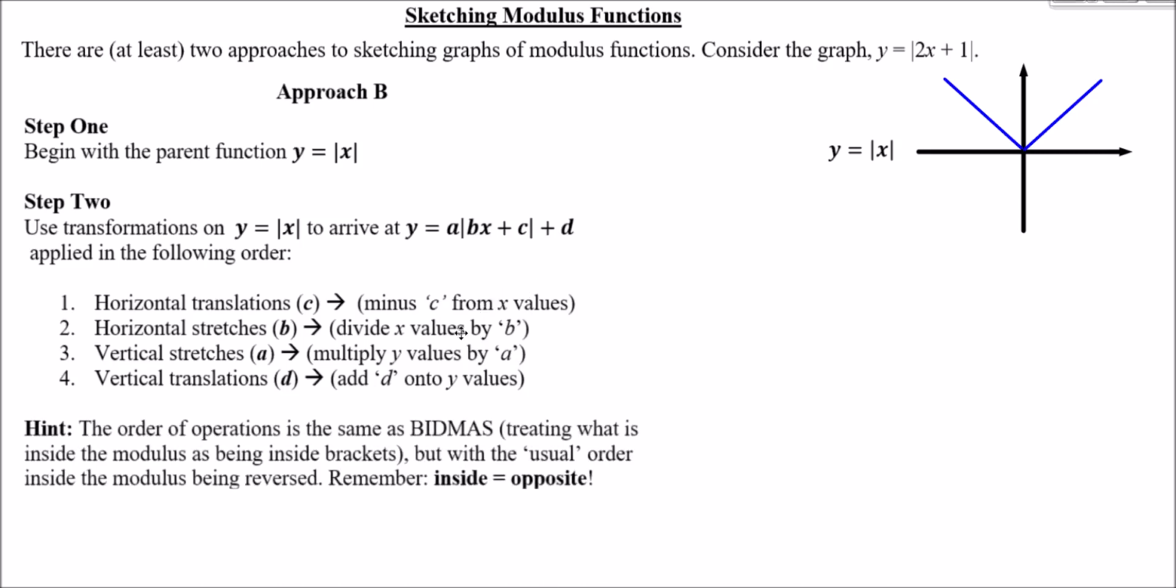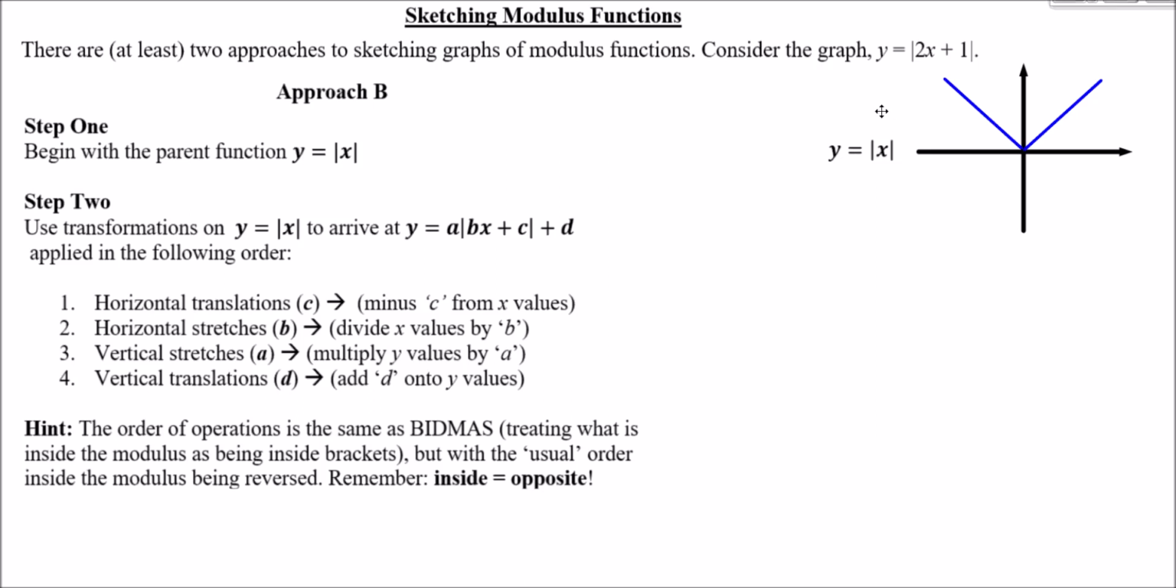A final point about this BIDMAS rule: the order of operations is the same as BIDMAS, treating what is inside the modulus as being inside the brackets. But again, the usual order inside the modulus is reversed, inside as opposites. So inside the modulus symbol, remember you'd do the adding bit before multiplying, and rather than actually adding on to your x values, actually minus that thing from the x values. Rather than actually multiplying by b, we're dividing by b.